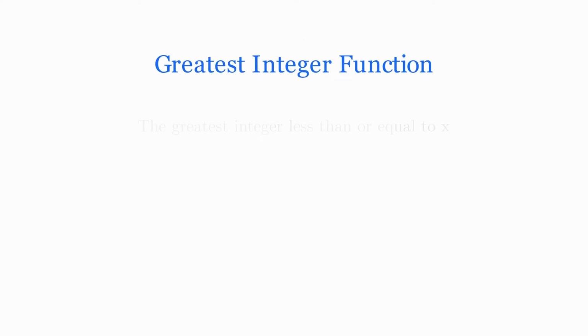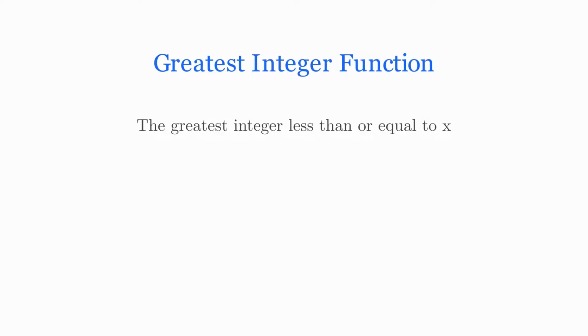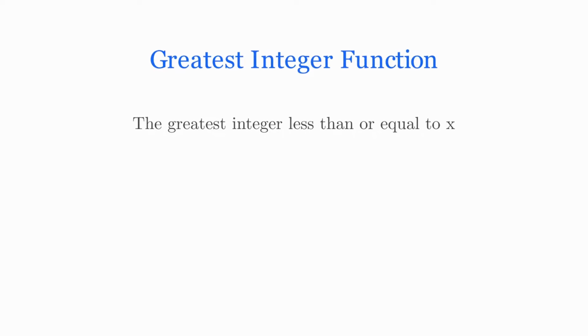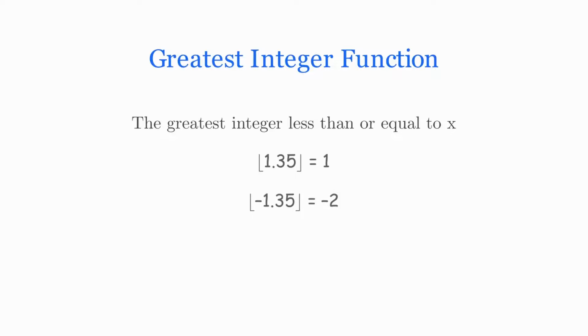Second, the greatest integer function does exactly what its name suggests. It finds the greatest integer less than or equal to x. For example, the greatest integer less than or equal to 1.35 is 1. For minus 1.35, it's minus 2.